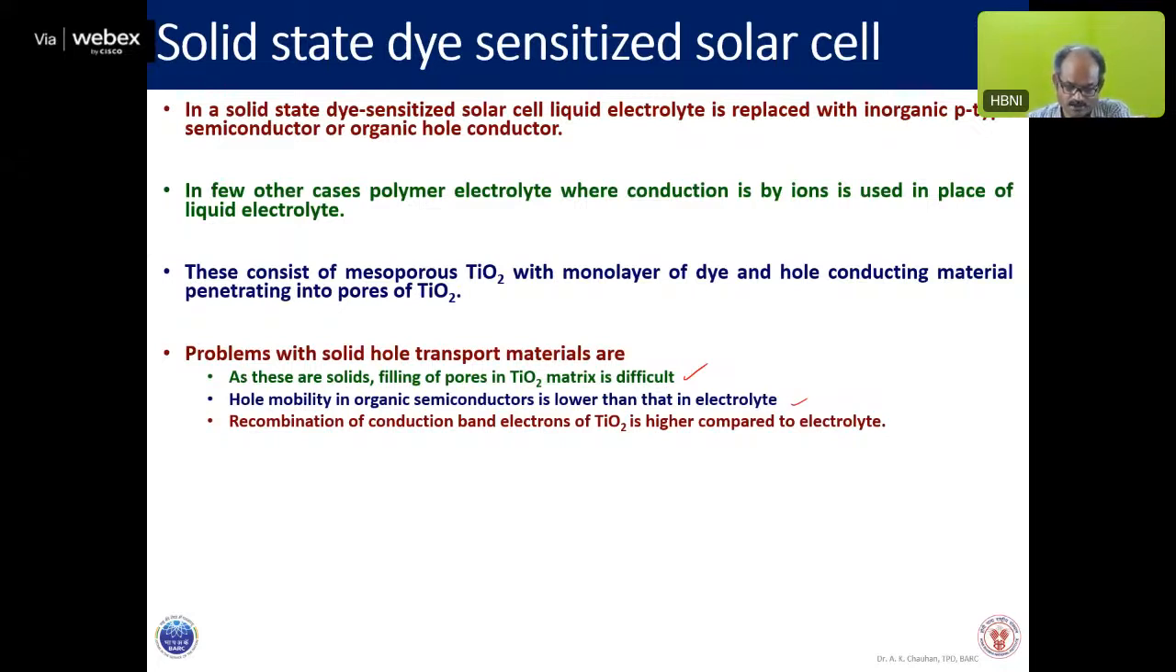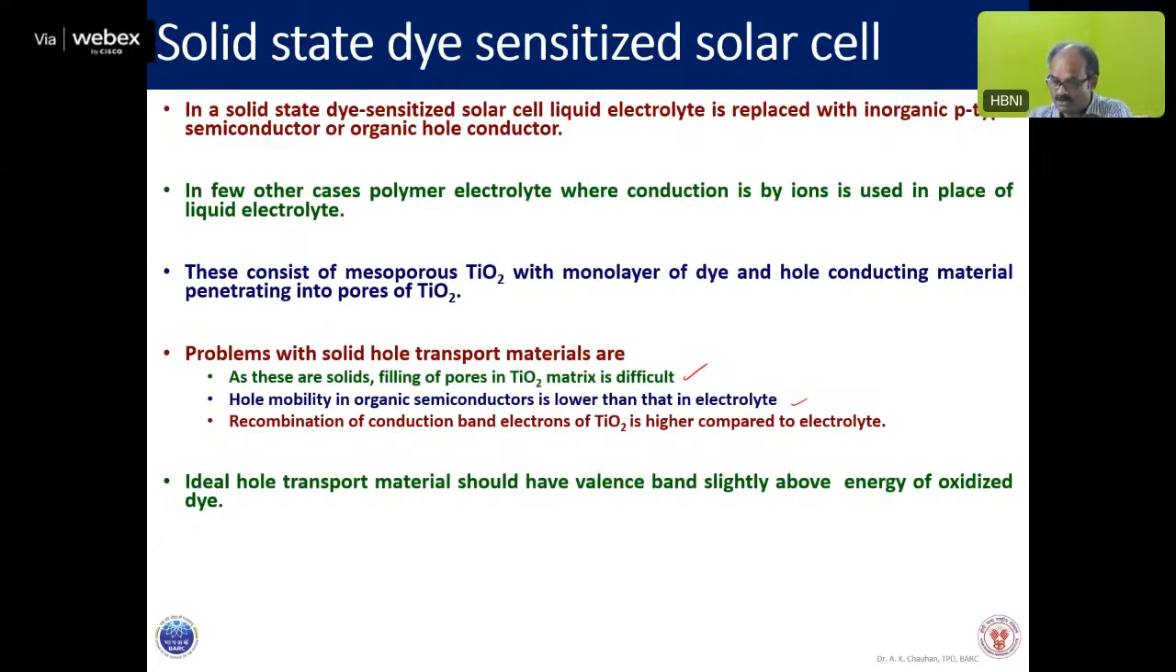Mobility and conductivity are obviously related. Then the conduction band of TiO2 is higher compared to the liquid electrolyte. An ideal hole transport material should have its valence band slightly above the energy of the oxidized dye. I already explained this, because the levels should be matching. If the energy levels are matching, then only this electron transport can take place. You just cannot put any arbitrary material and imagine that your electron will move.